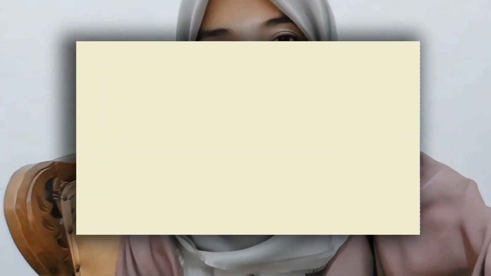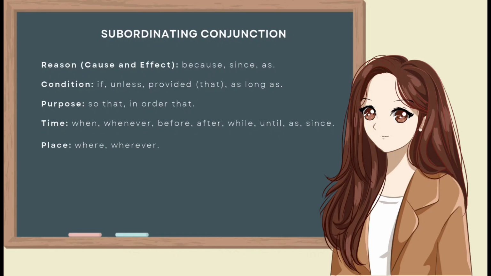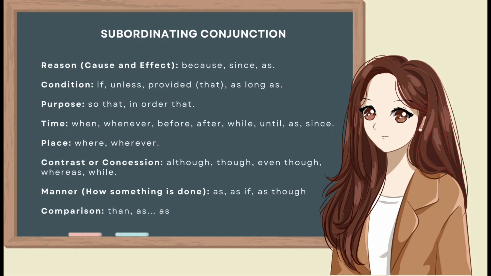Let's see the examples. As you can see on the board, subordinating conjunctions can indicate different functions like reason, condition, purpose, time, place, contrast or concession, manner, and comparison. Now let's see how it works in conversation.